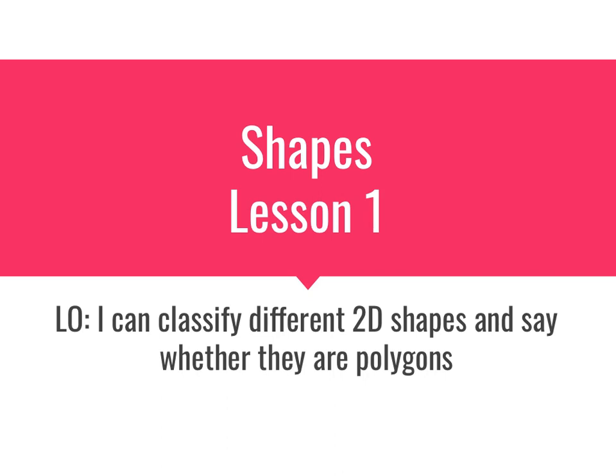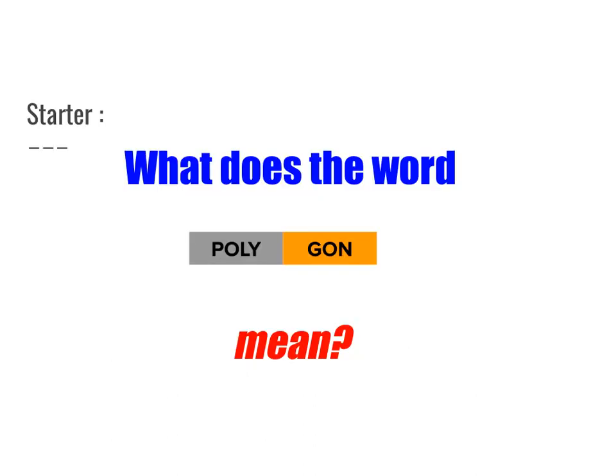So this week we are going to be moving into shapes. And our lesson objective for today is: I can classify different 2D shapes and see whether they are polygons. Now as a starter, I want you to think, what does the word polygon mean? Take 1 minute to figure this out.